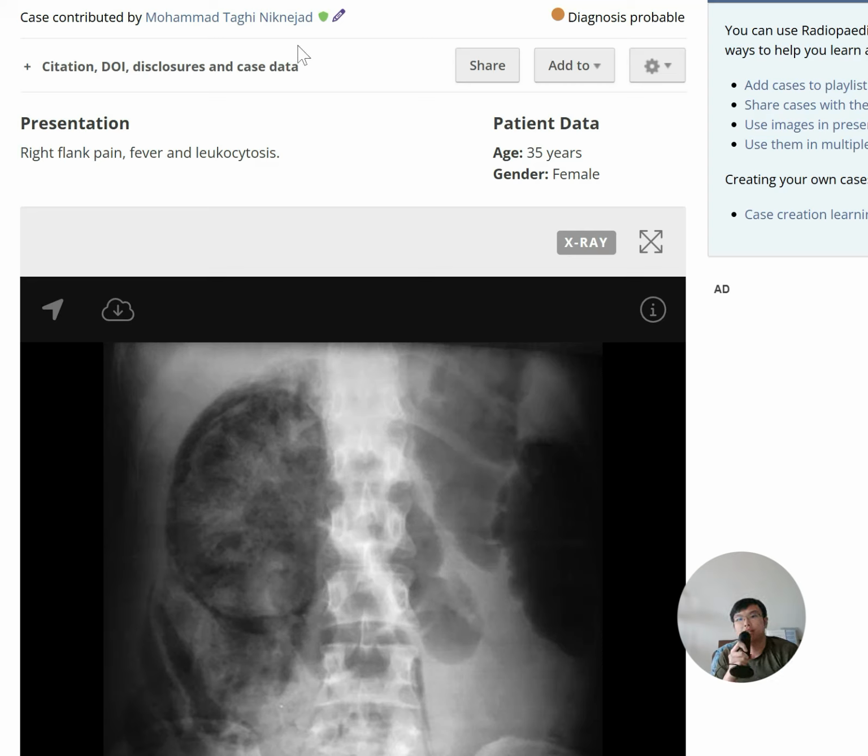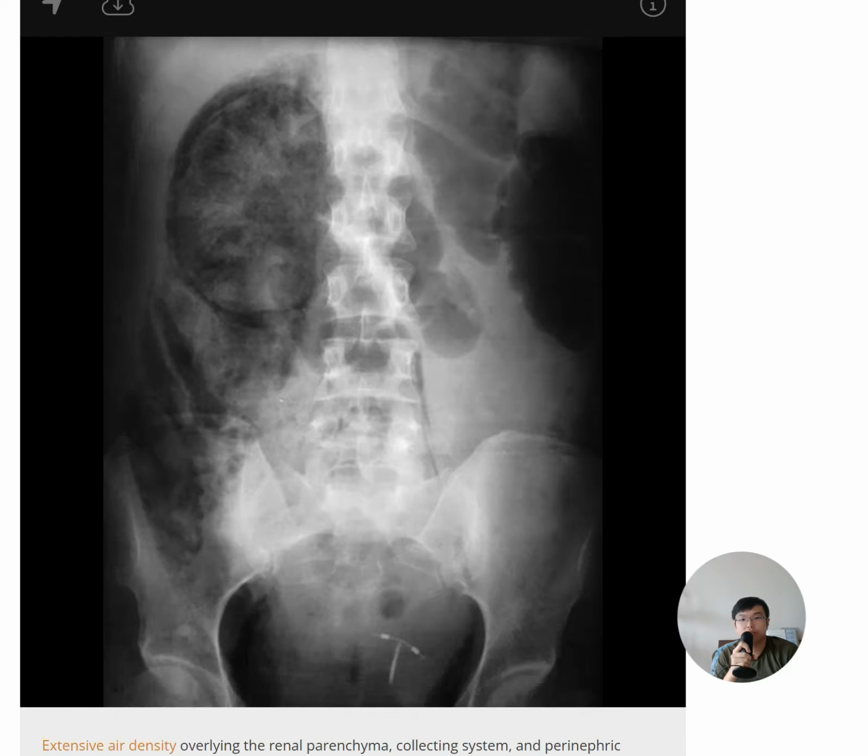Okay, so let's take a look at this radiograph of the abdomen and pelvis, which is of a 35-year-old female patient who presented with right flank pain, fever, and an elevated white cell count. So what you see immediately is that there is an increase in gaseous lucency projected over the right-sided abdomen. But how would you describe that so that you can make a confirmed diagnosis? What kind of gaseous lucency, and where do you think the lucency is located?